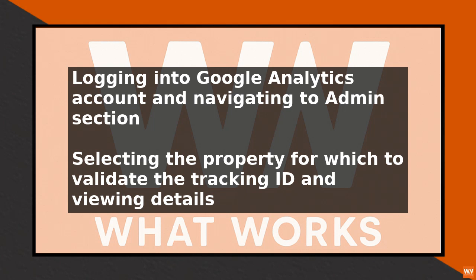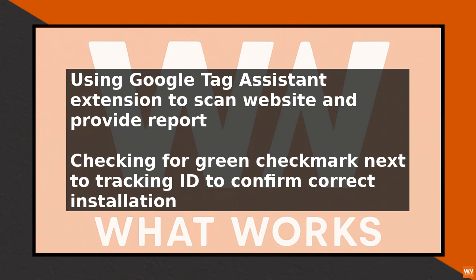Navigate to your website and click on the extension icon. The Tag Assistant will scan your website and provide a report on the Google tags installed, including the Google Analytics tracking ID. If the tracking ID is correctly installed, the Tag Assistant will display a green check mark next to the tracking ID. If there are any issues, the Tag Assistant will provide recommendations for fixing the problem.